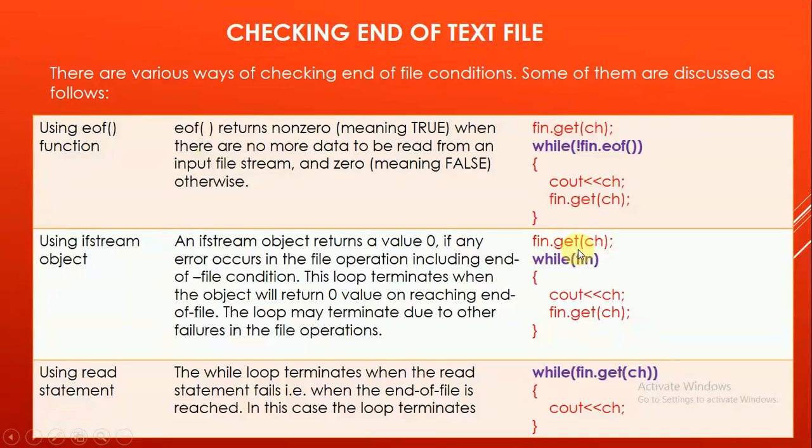fin.get(ch), I am reading one single character from the file fin, which is opened in the ifstream mode, and then while fin, it means while the object fin has not failed, while it is reading from a file, when the end of file is not reached, it will cout. I am displaying whatever I am reading from the file, and then in this line I am reading the next character from the file. So this loop will terminate only when it reaches the end of file condition. Now using the read statement, again the while loop will terminate when the read statement fails, that is when end of file is reached.